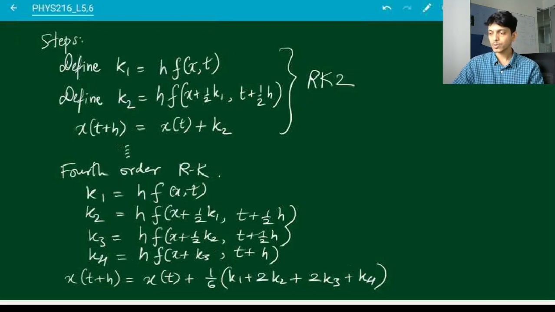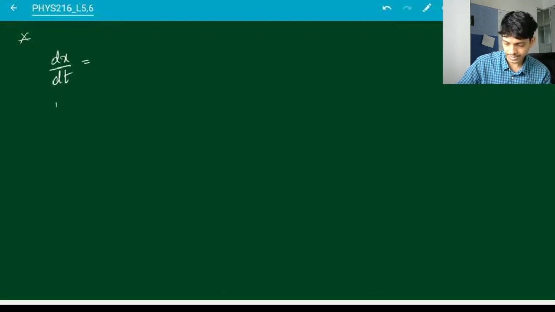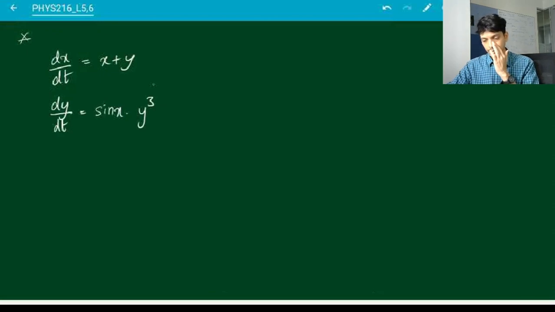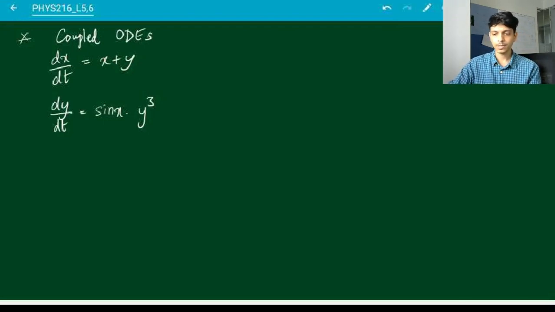Okay, so this was about ordinary differential equations in one variable. In principle, you can have differential equations with multiple variables. For example, you might have something like dx by dt is equal to, so you have two variables, x and y, two dependent variables. So let's say this is x plus y, and this is sin x times y cube, just to give you an example. So these are called coupled ordinary differential equations. And these are two variables that are coupled to each other.